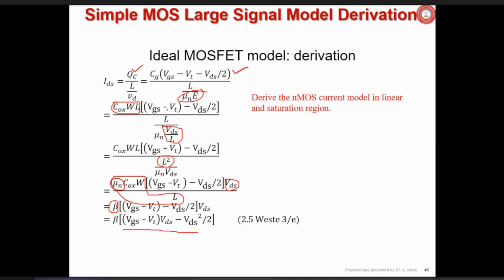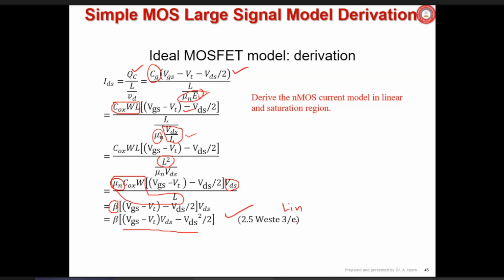Ultimately we are writing Cox into WL, then this remaining part stays the same, then L by mu and VDS. Here we have written E equals VDS by L, and then we get L square, and finally you will get this equation, where beta is mu Cox W by L, and which is my VT. This equation is for which region? Linear region equation. This is the equation for the linear region.